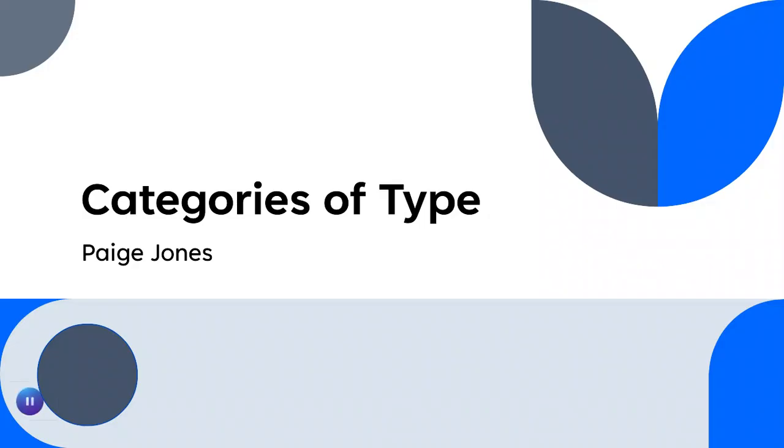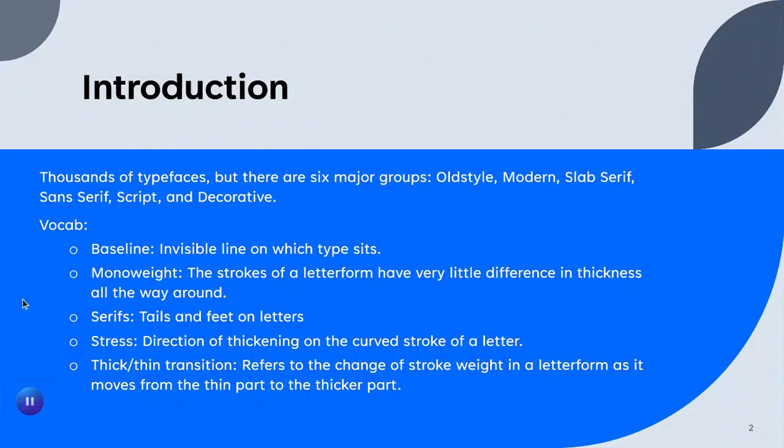Okay, today you will be learning about categories of type. So there are thousands of typefaces. Not all of them are going to fit into these major groups, but these are the major groups, the ones who are most recognizable, and the ones that are probably the ones that you should know. So old style, modern, slab serif, sans serif, script, and decorative.